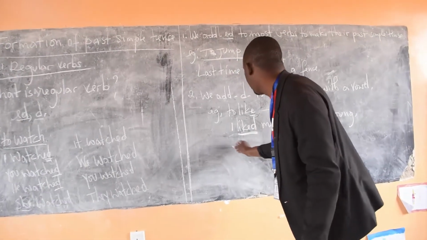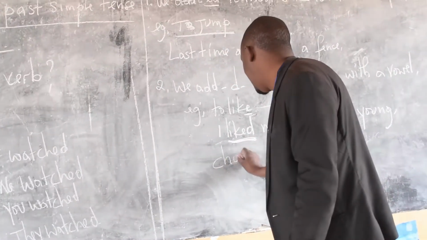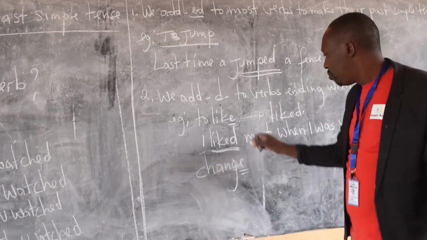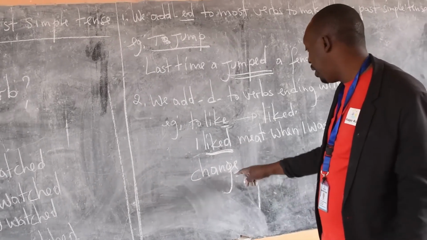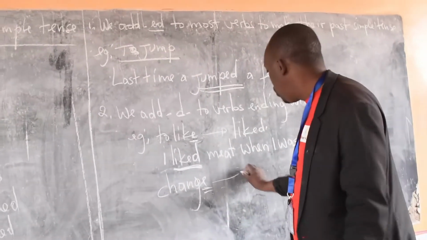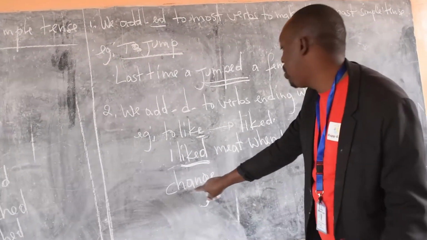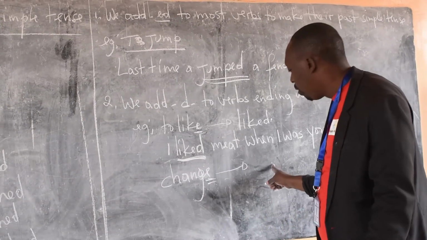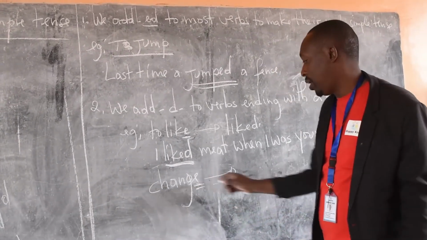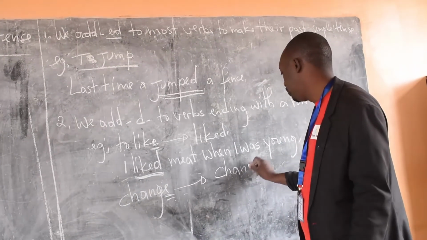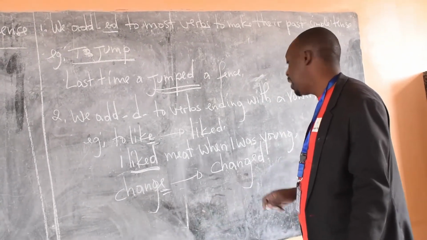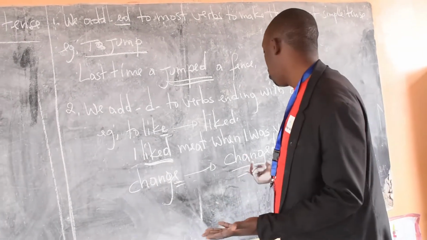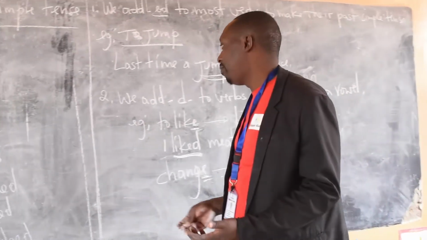Let me give you another example. For example, you can take the verb to change. You see, all of these verbs actually end with the vowel e. So when you make the simple past of this verb to change, you will add d. The reason you know is because we have a vowel here. So you will say changed. So you can make your own sentences using simple past tense.